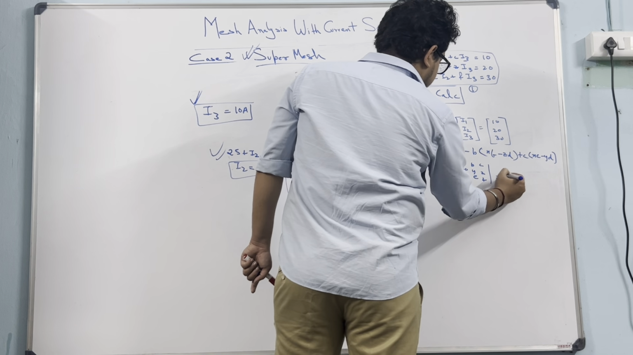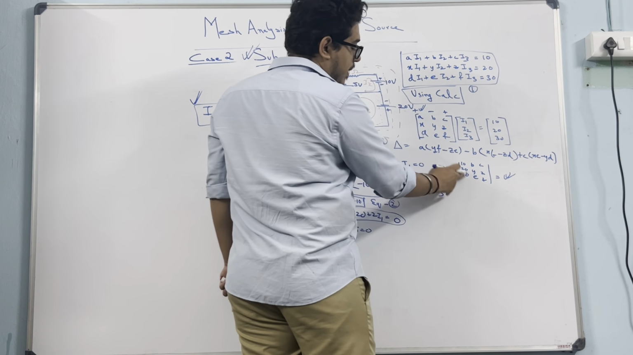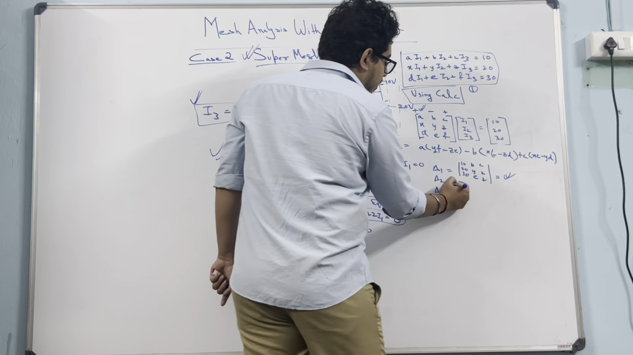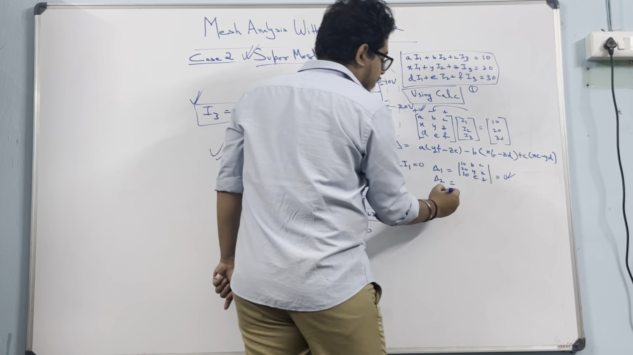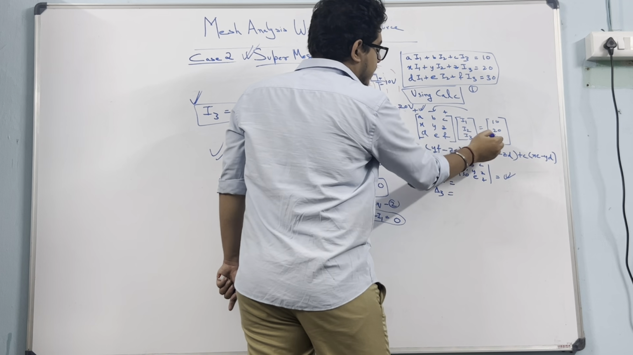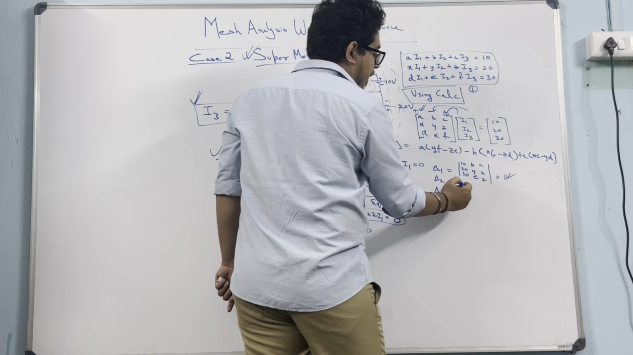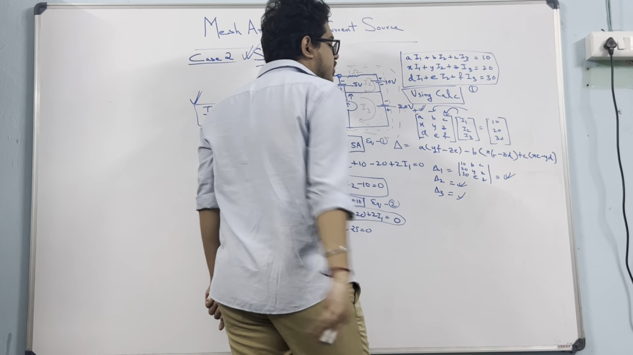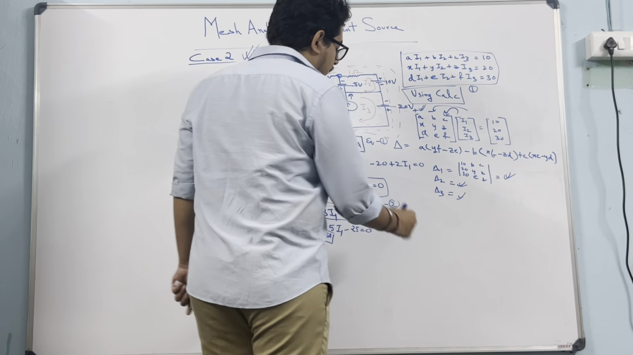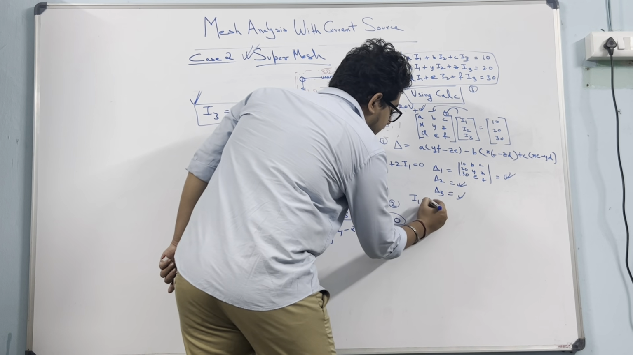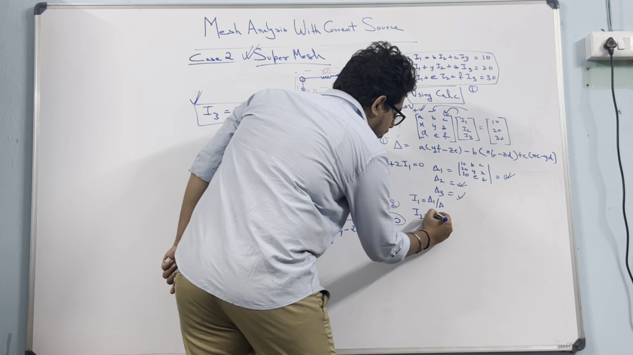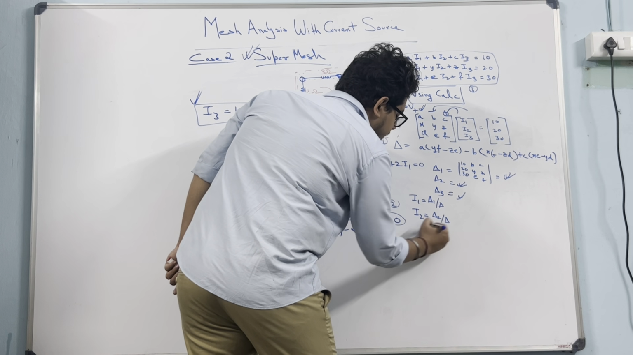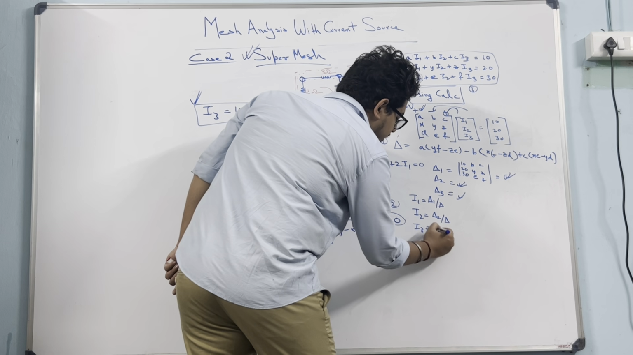So you will get some magnitude. You can take out the magnitude like that. So delta 2 will be this equation replaced in this column, and delta 3 will be this equation replaced in this column, and then the magnitude. So by this you can find I1, I2 and I3. I1 will be equal to delta 1 by delta. I2 would be equal to delta 2 by delta, and I3 would be equal to delta 3 by delta.